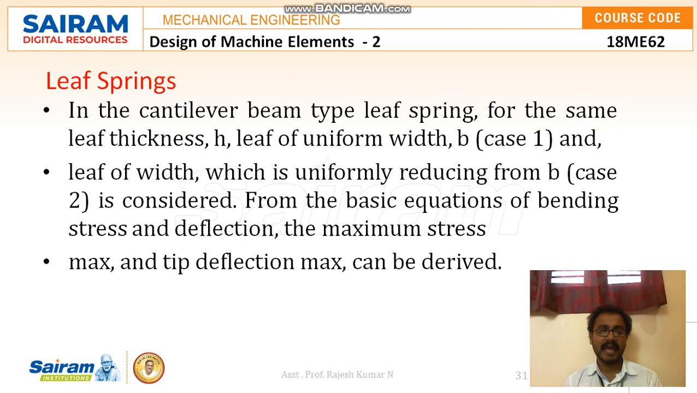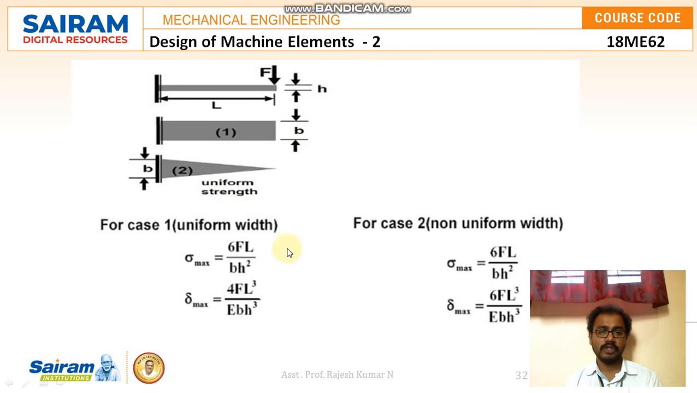For the leaf springs, in the cantilever beam type of leaves, I have chosen one example for the nipping and equalized thing, a cantilever beam where case 1 and case 2 are given. Based on the basic equations for bending stress and deflection, the maximum stress and the tip deflection are derived here. For case 1 and case 2, uniform width and non-uniform width, the maximum stress is 6FL by BH square, and the maximum deflection is 4FL cube by EBH cube. For the non-uniform width, the maximum stress is 6FL by BH square, but the maximum deflection is 6FL cube by EBH cube. So the difference between uniform and non-uniform is only the deflection.